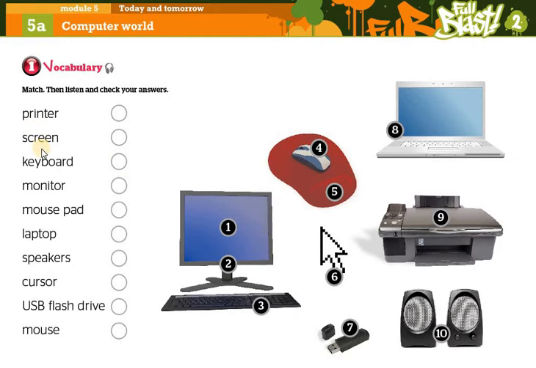For example, printer, screen, keyboard, monitor, mousepad, laptop, speakers, cursor, USB flash drive, and mouse, right? So I would like you to link these pictures with the right words, okay?